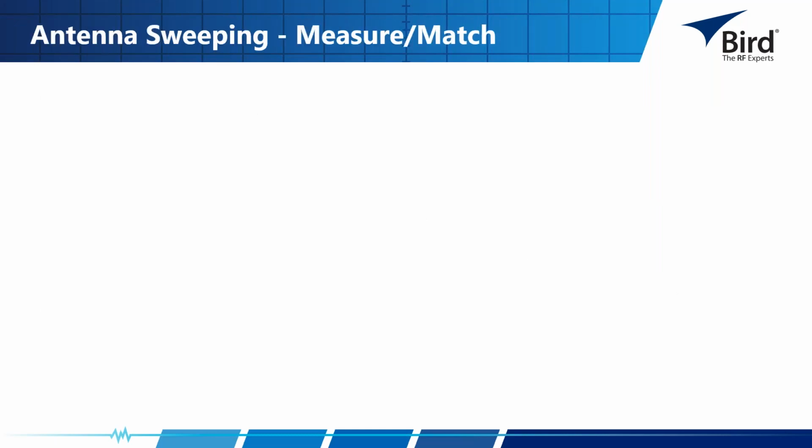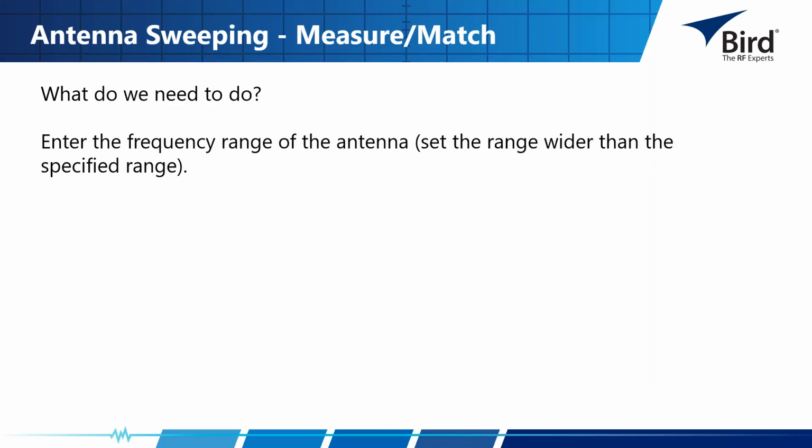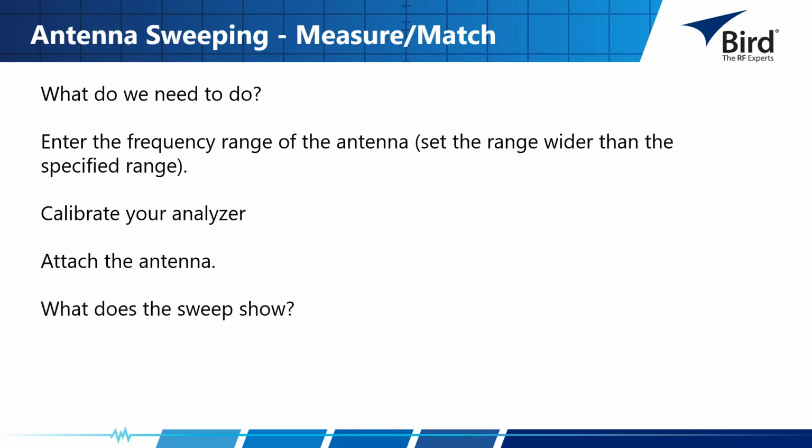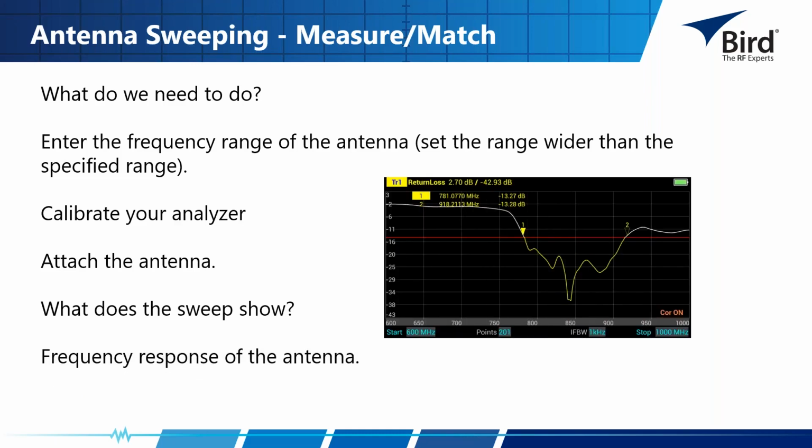So if we were going to sweep an antenna, we'd be in measure match mode. Well, what do we need to do? We need to enter the frequency range of the antenna, set the range a little wider than the specified range of the antenna, calibrate your analyzer, attach the antenna, and what does the sweep show? It shows us the frequency response of the antenna. And here's a good sweep of an antenna.